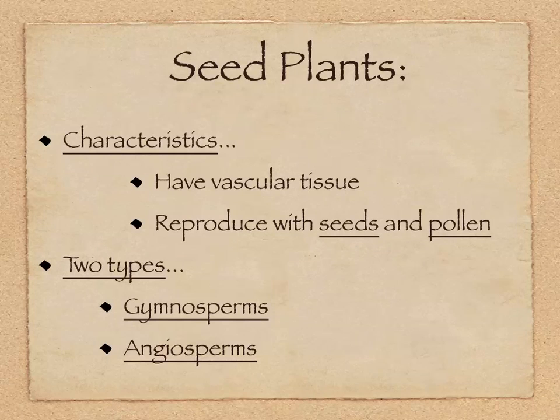Seed plants now. Characteristics of seed plants is that they have vascular tissue. They reproduce with seeds and pollen, and I'll get into what those are in just a second. There are two types of seed plants, the gymnosperms and the angiosperms, and I'll go through each one of those in turn. Now you don't have to write these down. They will be online and live after class. If you want to review the lecture, you can do so at any time.